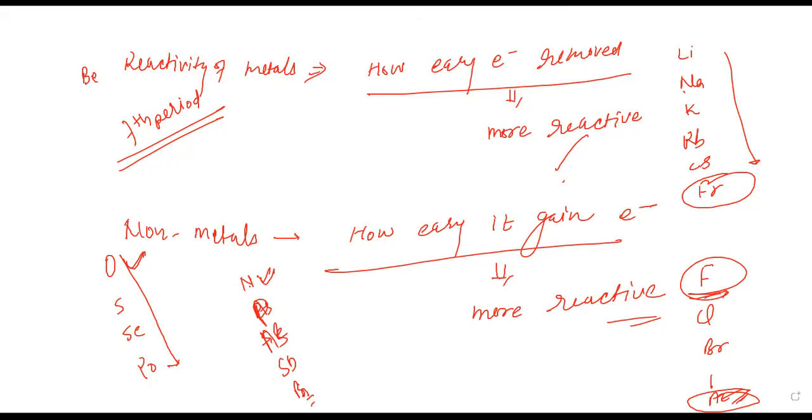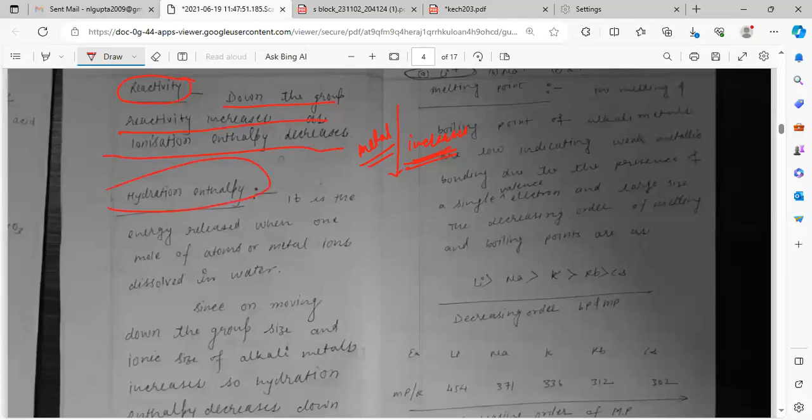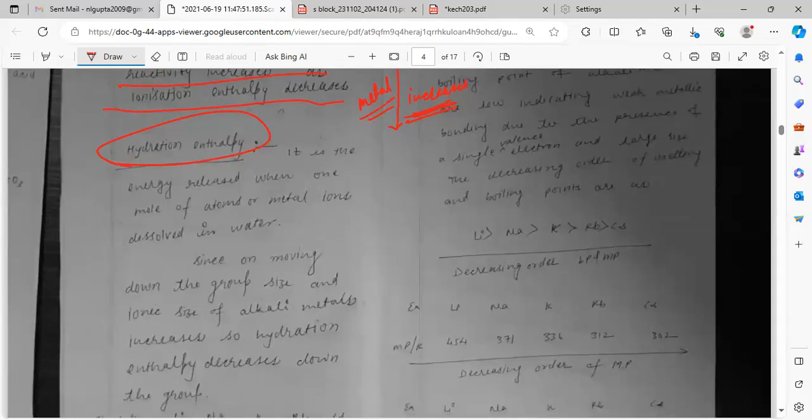Okay, so we finished hydration enthalpy. What is the hydration enthalpy, Sanoy? When one mole is dissolving in water, it is releasing some energy. It is the energy released when 1 mole of atoms or ions dissolve in water.